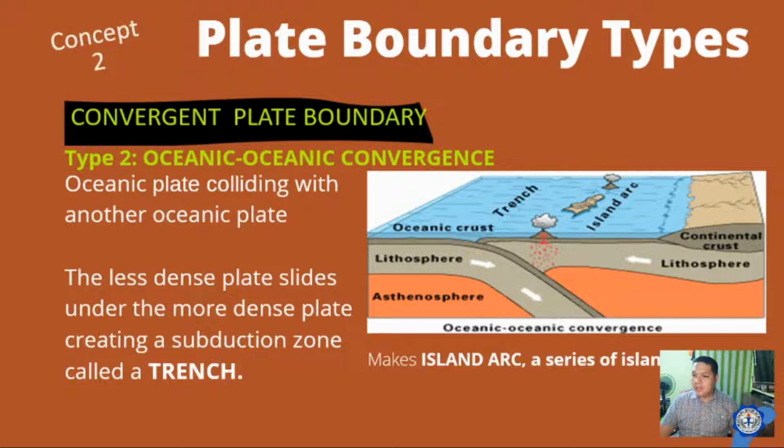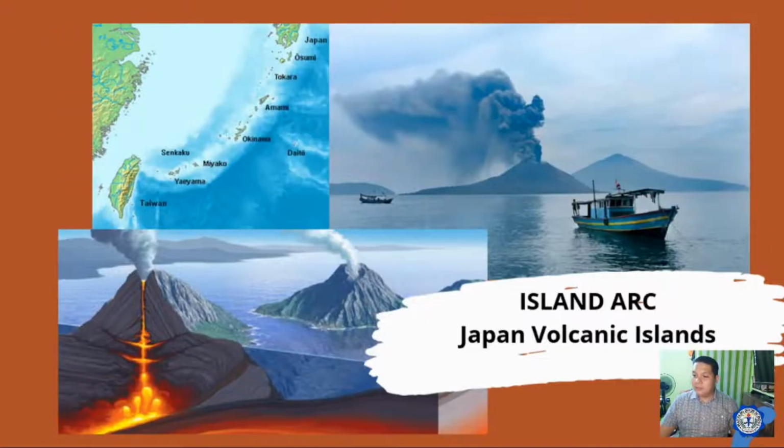So let us have the example of it. One of the examples of it is the island arc found in Japan. More likely, the islands in the southern tip of Japan are all volcanic islands. So meaning, these are areas where two oceanic crusts meet, making now a series of volcanoes.